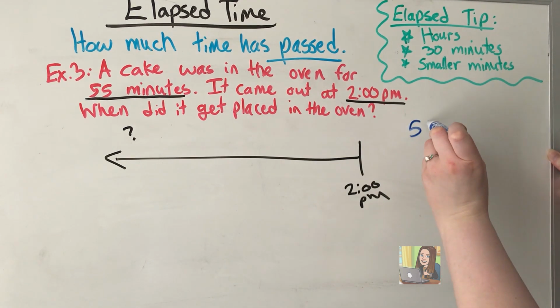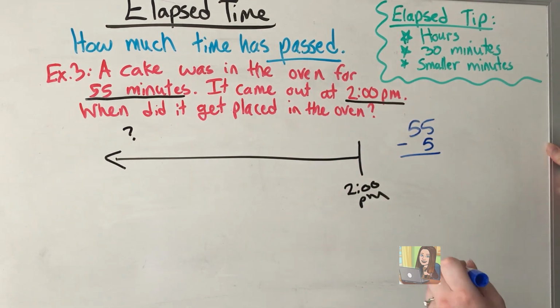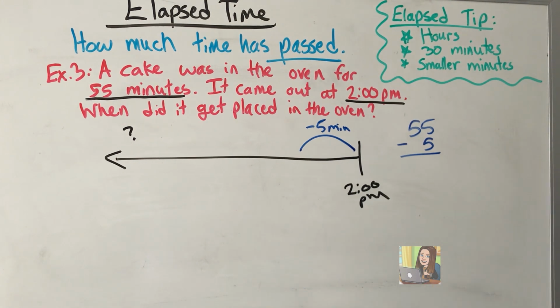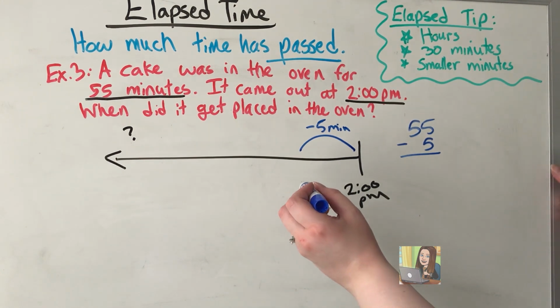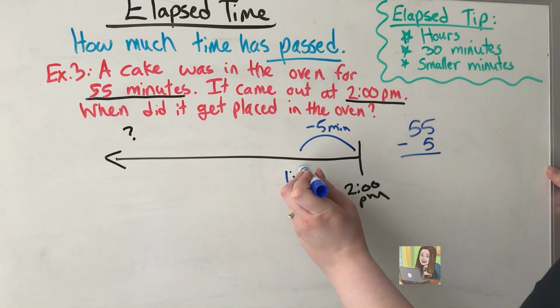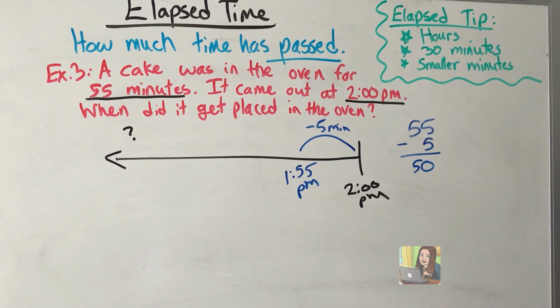We have all the minutes. We have 55 minutes. But 55 is not a friendly number. Let's break it down to make counting backwards easier. I want to get rid of that 5. Take away 5 minutes. Counting backwards from 2 p.m., we're going into the hour of 1. Now we're going to count back by minutes. So 1:59, 58, 57, 56, 55. That is 5 minutes down. And it leaves me with 50 minutes left.